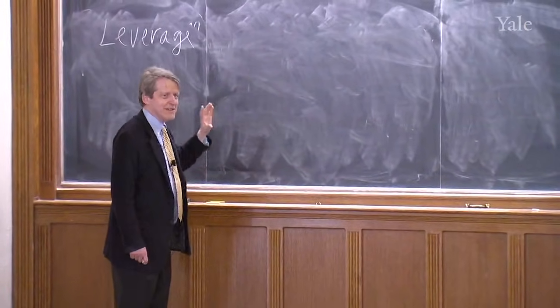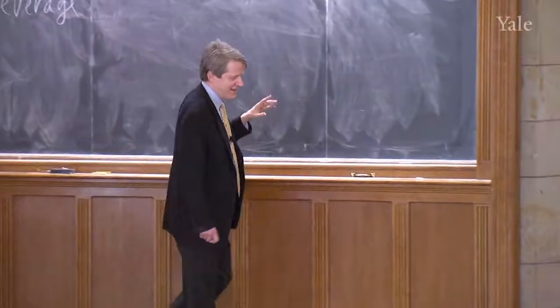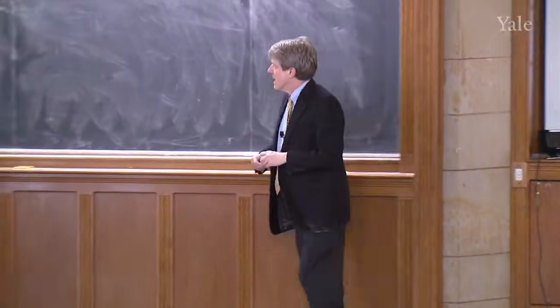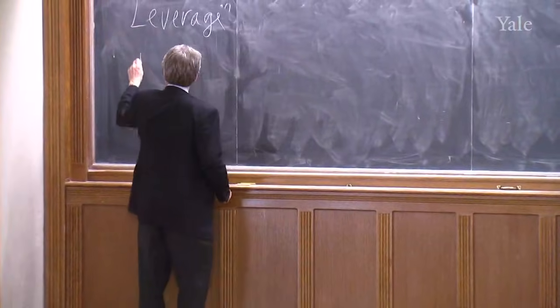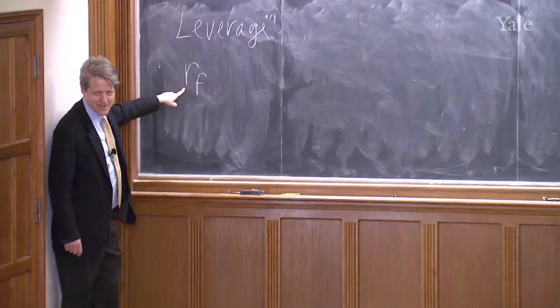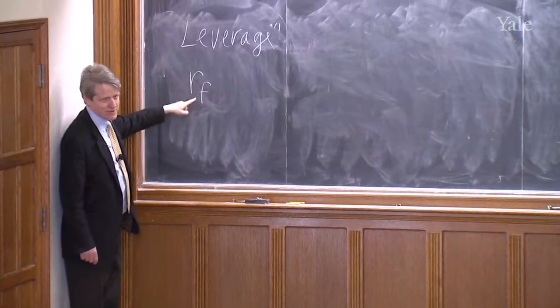So let's, as an approximation, say there's an interest rate. You can borrow and lend at the interest rate. And we'll call the riskless rate R sub F. Okay? So let's say that's 5% a year. We're investing for 1 year.